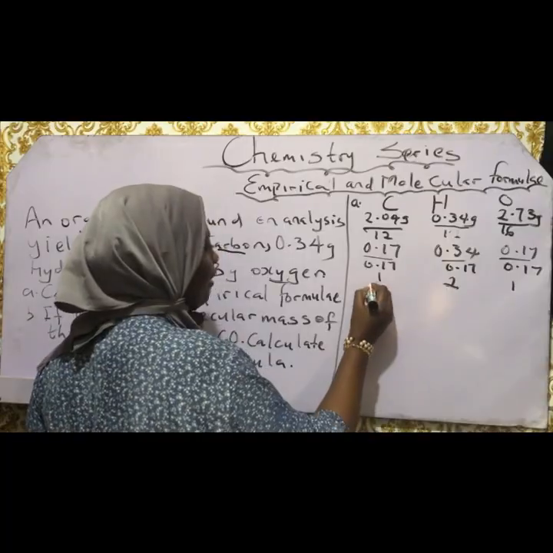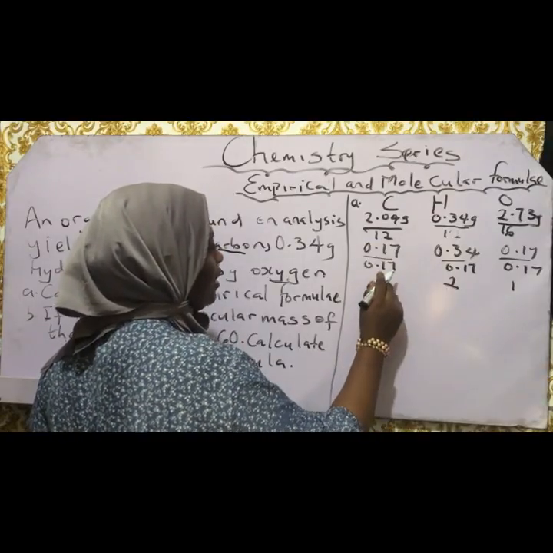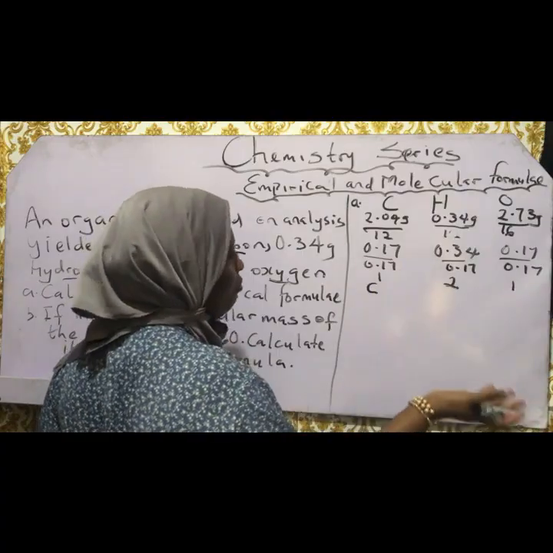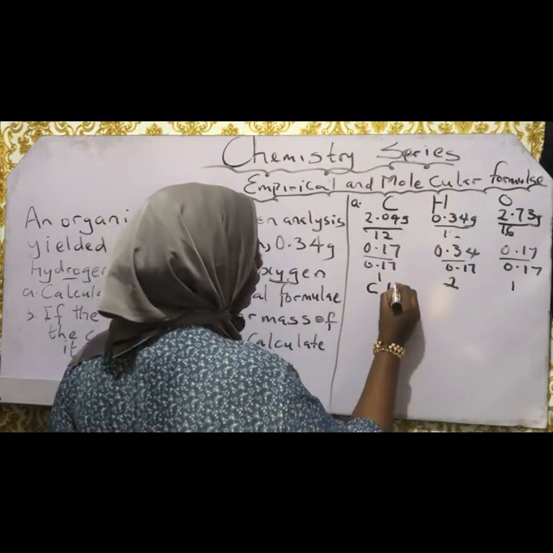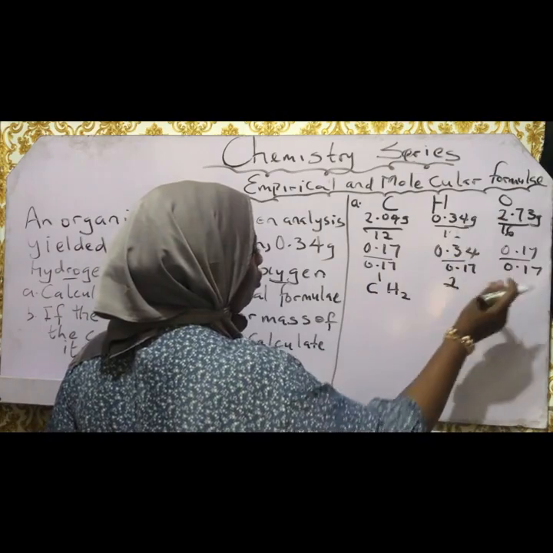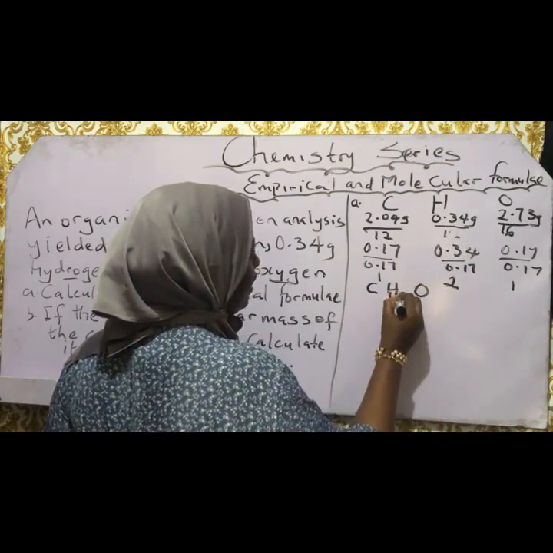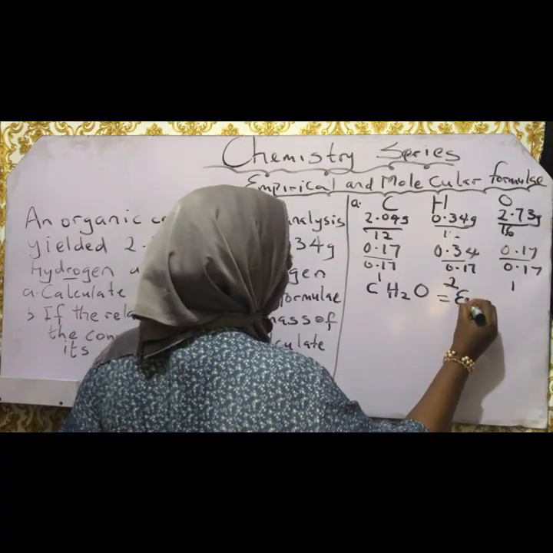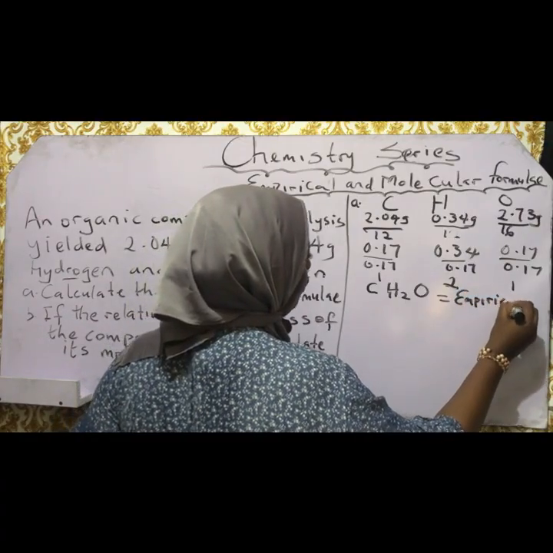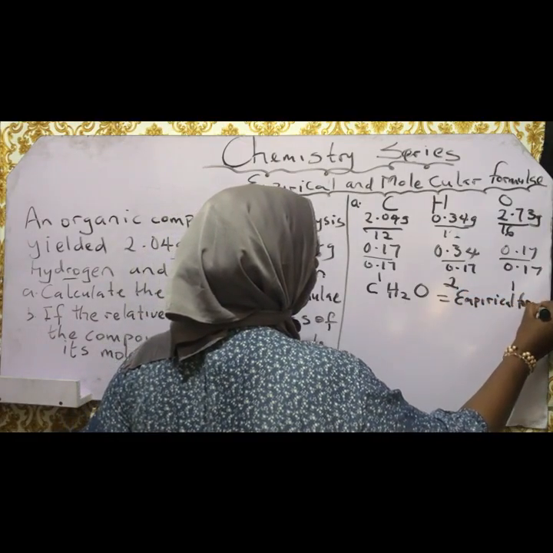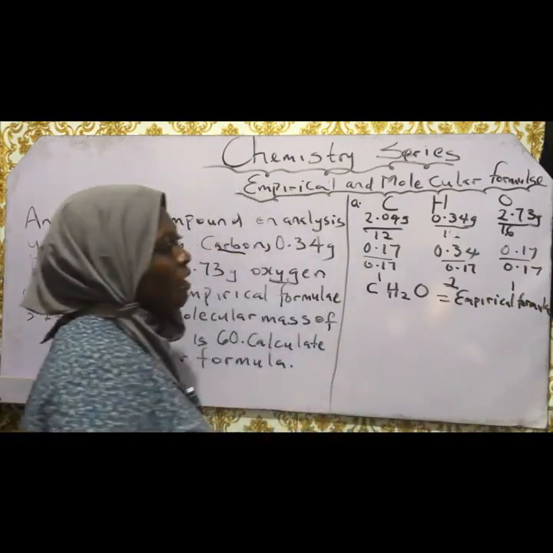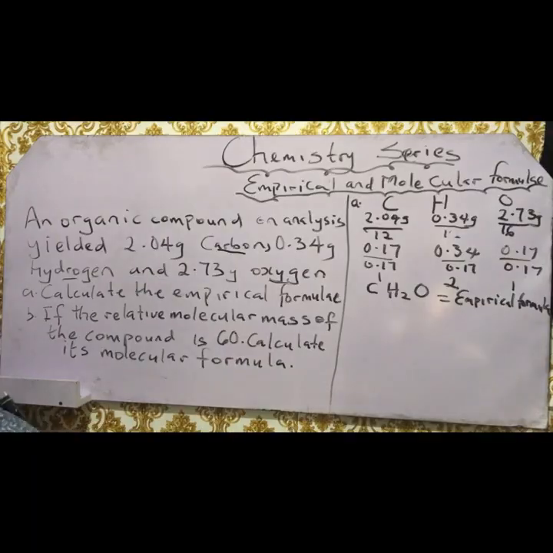So you can write down C. The number of atoms for C is 1, that is C or C1. H is 2, and O is 1. So this is equal to the empirical formula.